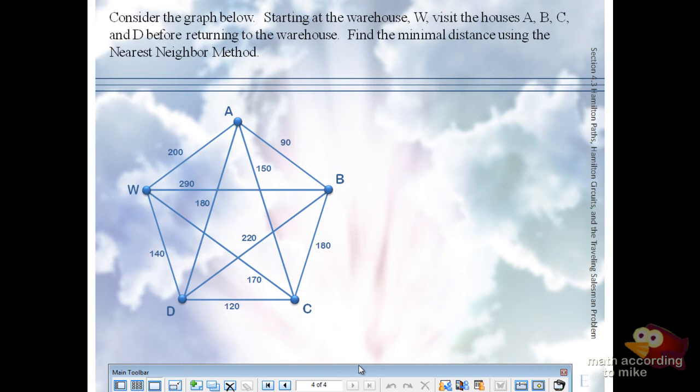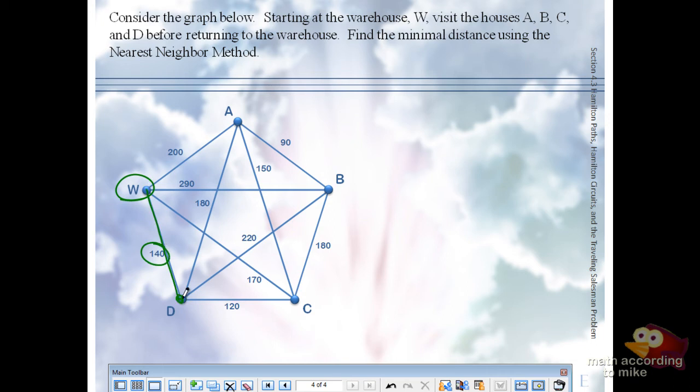All right, we're starting at warehouse W. From warehouse W, we can go to A, B, C, or D. Which one's the closest to warehouse W? D. D is 140. So we're going to travel along this path, and now we're going to end up at D.